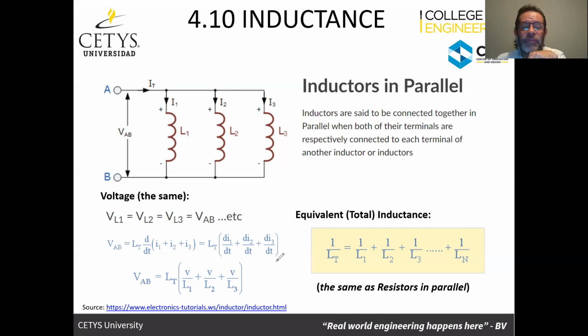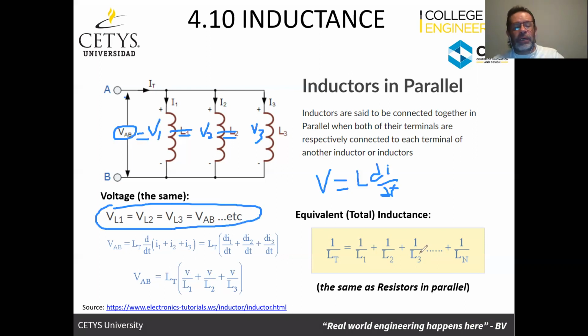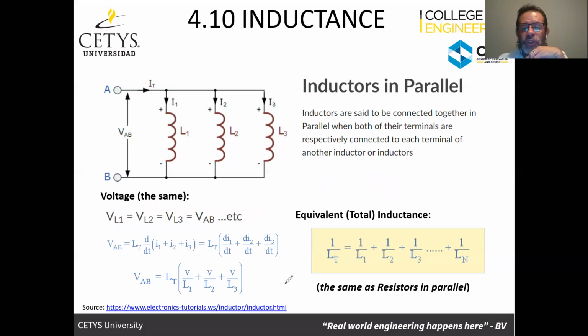But we already said that the voltages are the same. So the total voltage is going to be the inductance times each current derivative. These can be eliminated. And in the end, we're going to have a similar relationship to the one we had with resistors. The reciprocal of the total inductance is going to be the sum of the reciprocals of each inductance, behaving exactly the same as resistors in parallel.